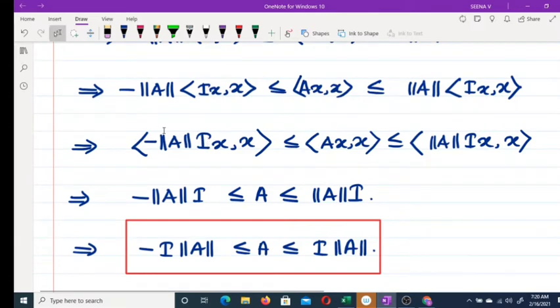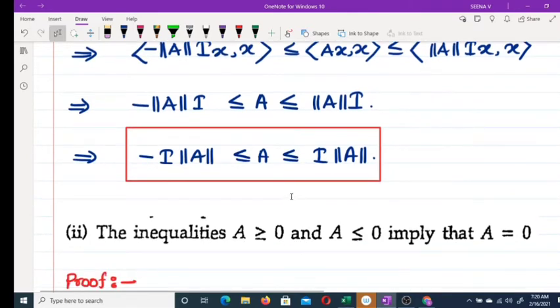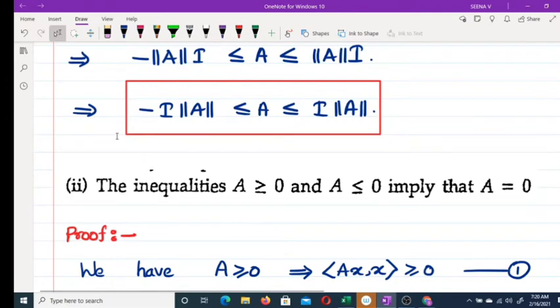And from this you can write minus norm of A into inner product Ix x less than or equal to inner product Axx less than or equal to norm of A into inner product Ix x. And the meaning of this is minus norm of A into I less than or equal to A less than or equal to norm of A into I. And from this we get minus I into norm of A less than or equal to A less than or equal to I into norm of A. This is also from our first property. Now moving to the next property.